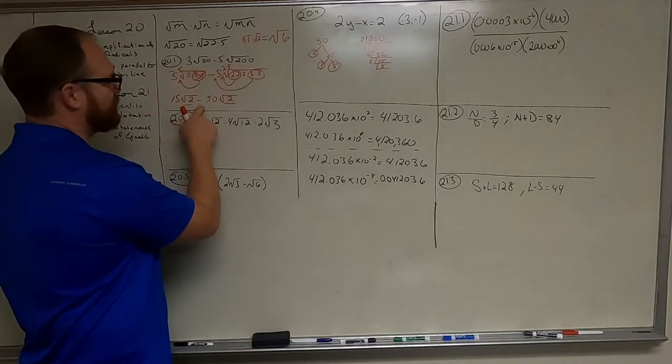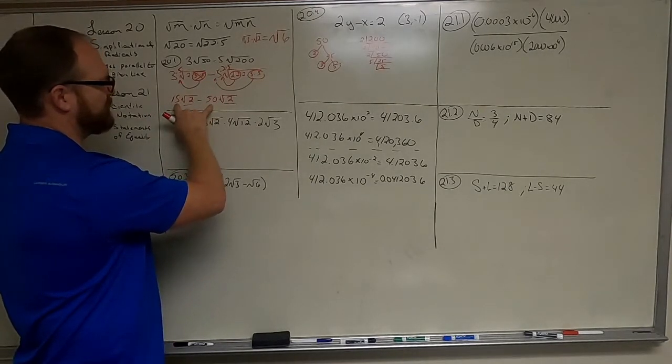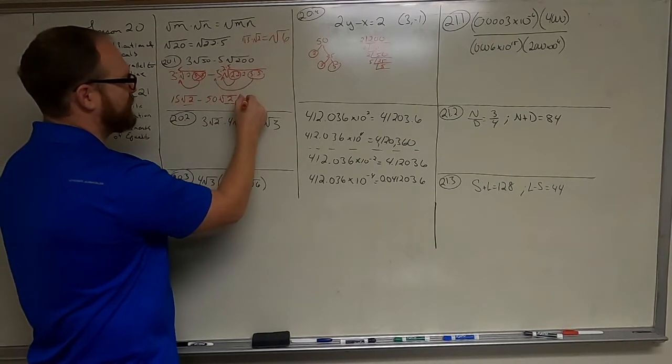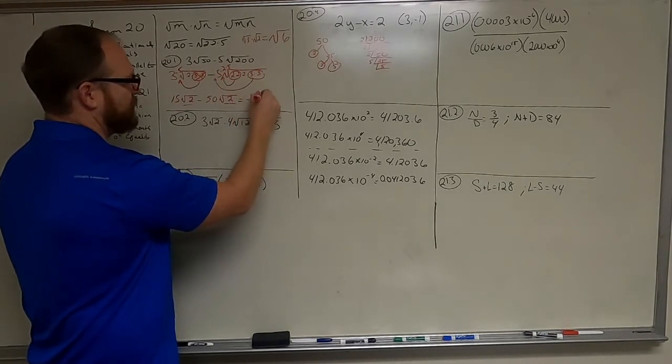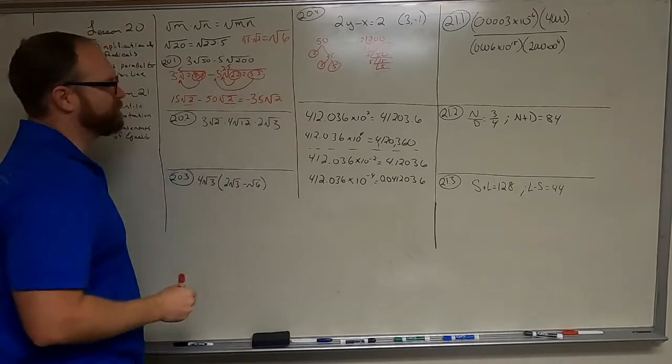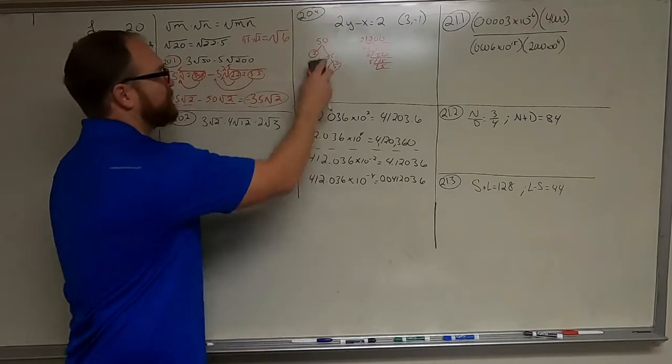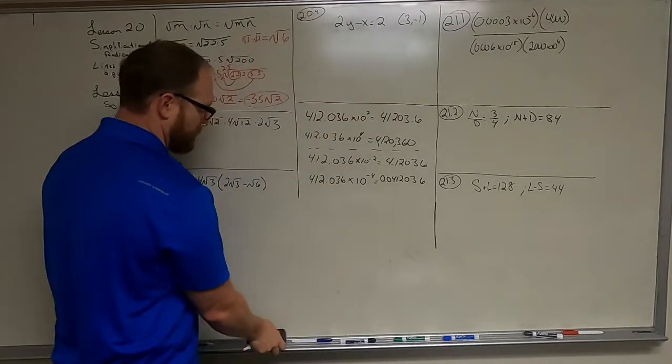So 15, and all we do is subtract the coefficients, the major coefficients here. 15 minus 50 equals negative 35 square root of 2. And this is our answer. I'm going to go ahead and erase this so I don't forget to when I get over there.